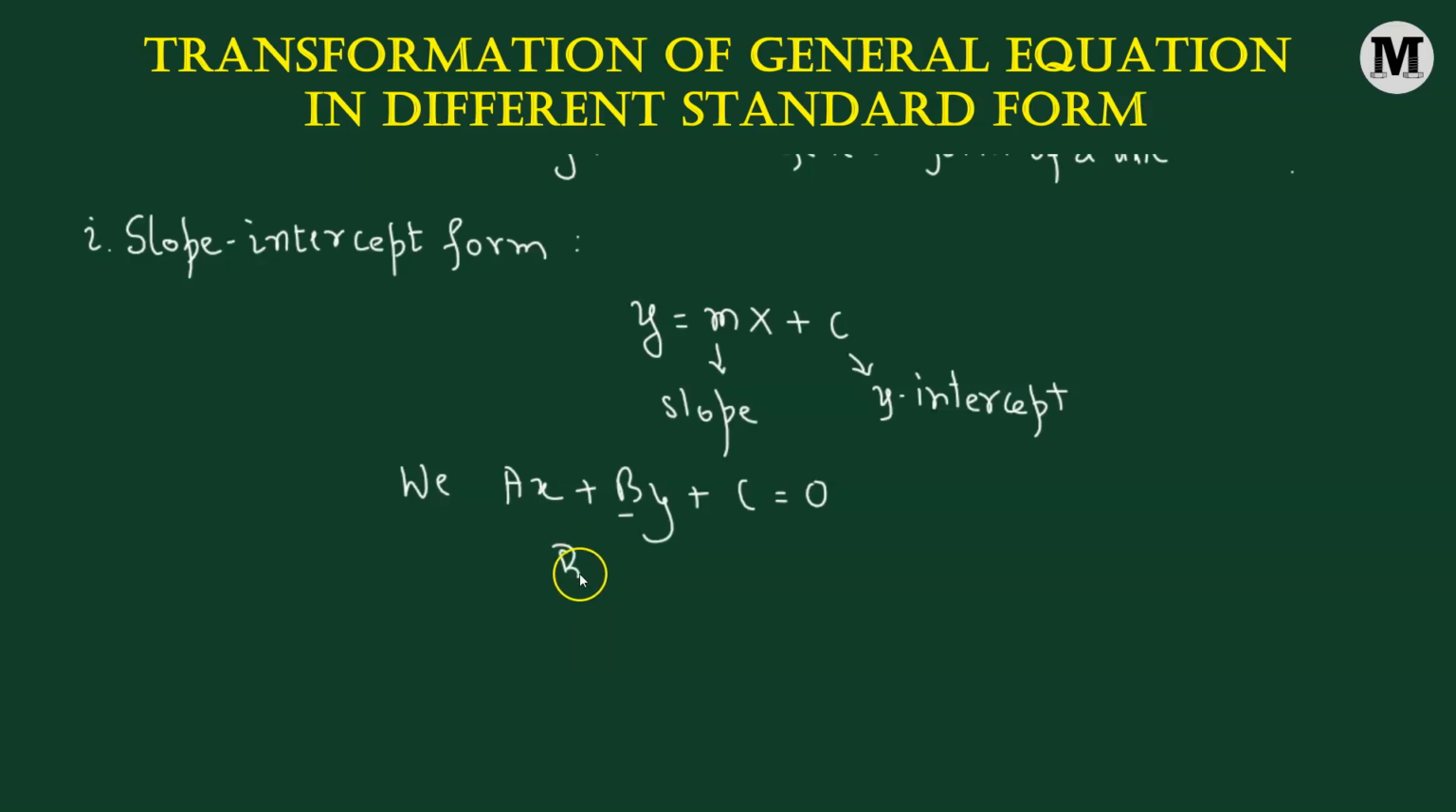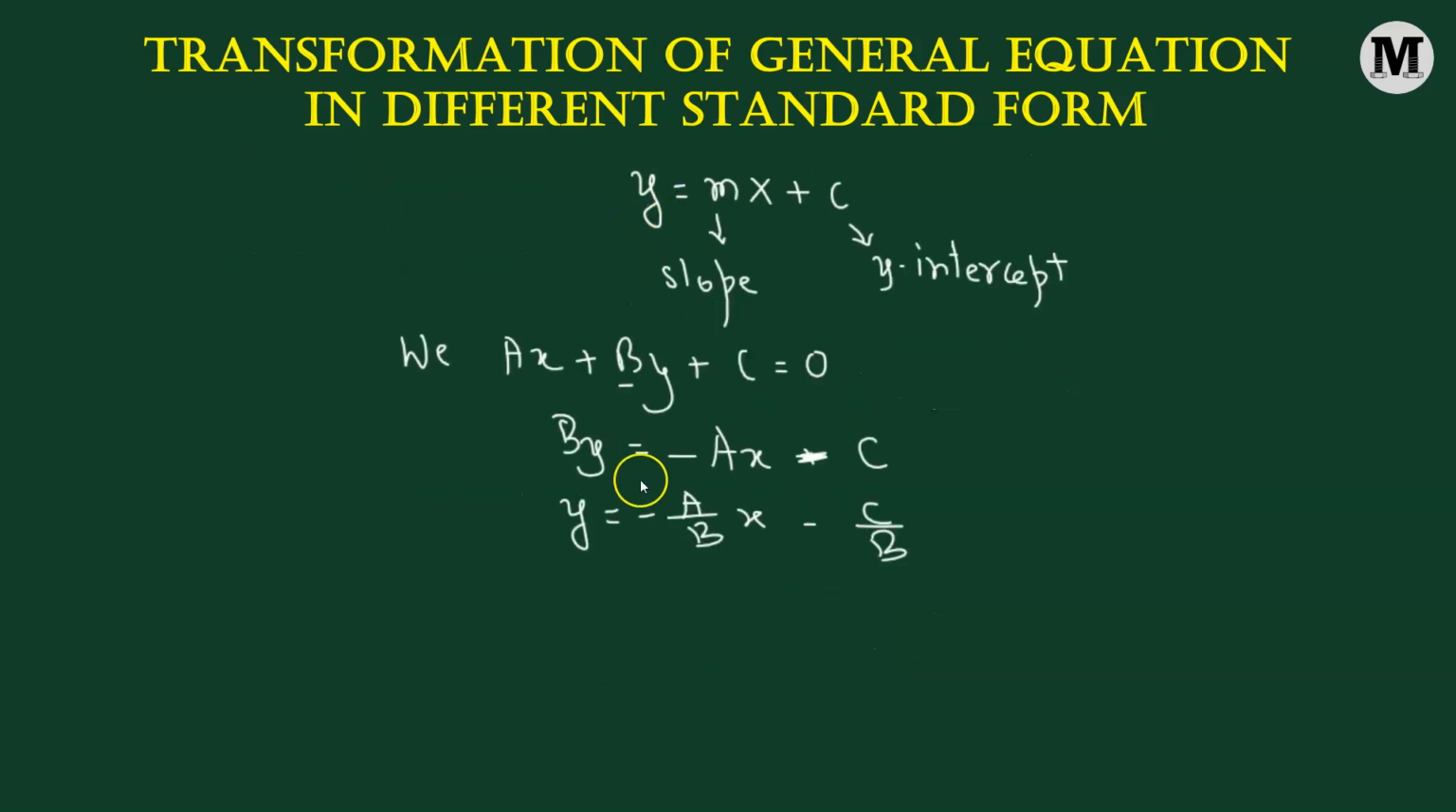So we will get b times y equals to negative a times x added to minus c. Now let's divide each term by b such that we get y equals to negative a over b times x minus c over b. Now we can compare it with the slope-intercept form of the line. So on comparing, we get the slope m equals to negative a over b, and the y-intercept c is given by negative c over b.